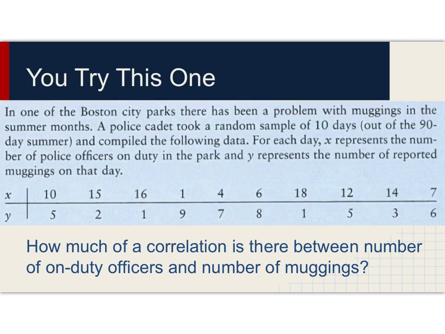It's your turn. In one of the Boston city parks, there has been a problem with muggings in the summer months. A police cadet took a random sample of 10 days out of the 90-day summer and compiled the following data. For each day, X represents the number of police officers on duty in the park, and Y represents the number of reported muggings on that day. We are asked, how much of a correlation is there between the number of on-duty officers and the number of muggings?